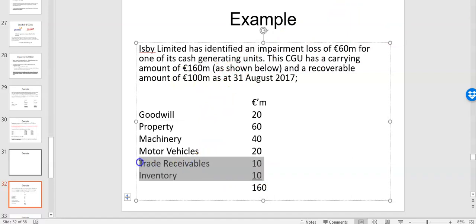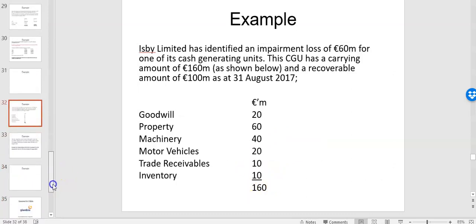i.e. trade receivables and inventory, they're outside the remit of IAS 36. But importantly, and this is where students get confused, they are still included in the cash generating unit carrying value. So you do include them in the 160 to compare it to the 100 to get your 60 million impairment loss. What you don't do then is allocate anything to them.